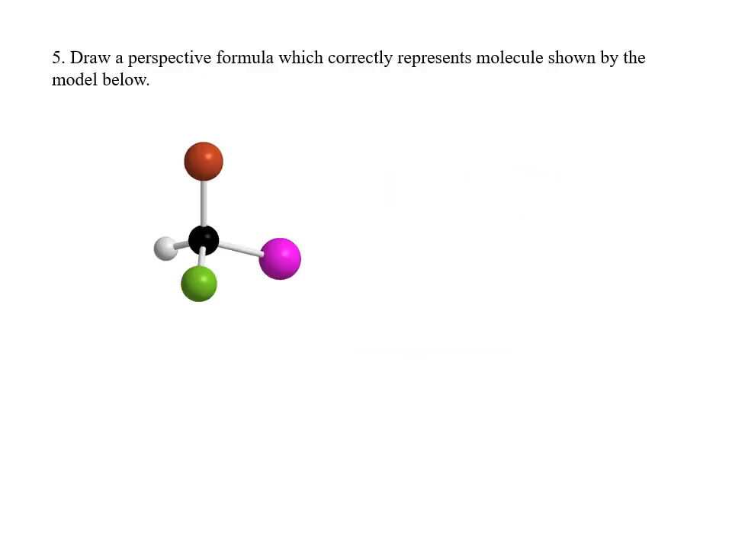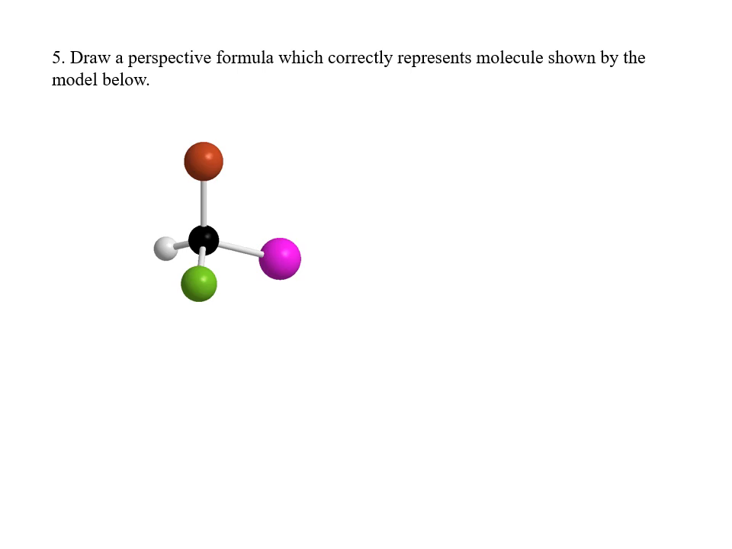Draw a perspective formula which correctly represents the molecule shown by the model below. This is a ball and stick model, and different colors represent different elements. These are standard colors that are used to represent particular elements. You don't need to memorize them. On an exam, you would be told which color represents which element. So here red represents bromine, purple iodine, green chlorine, and the small gray atom is hydrogen. Sometimes hydrogen is also pale blue, so gray or pale blue would be hydrogen.